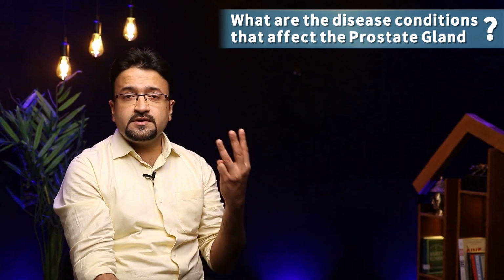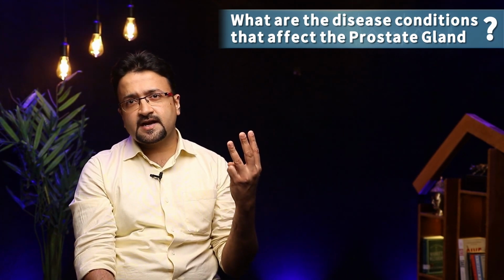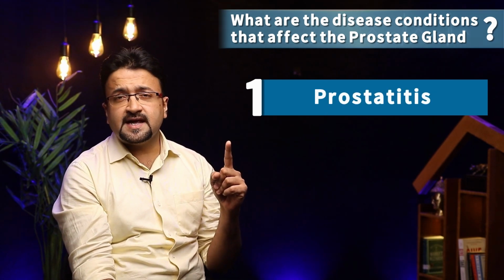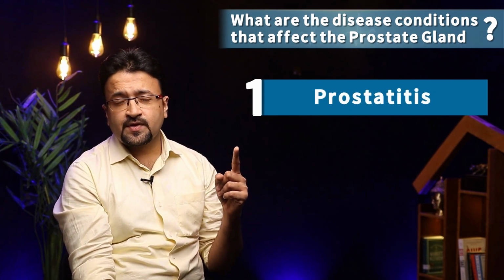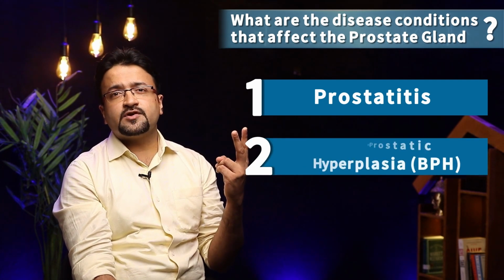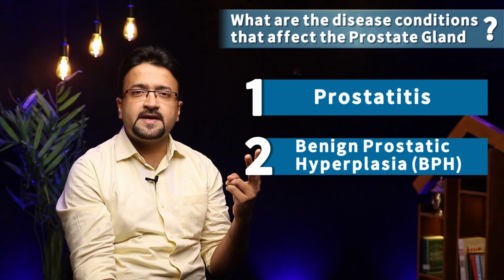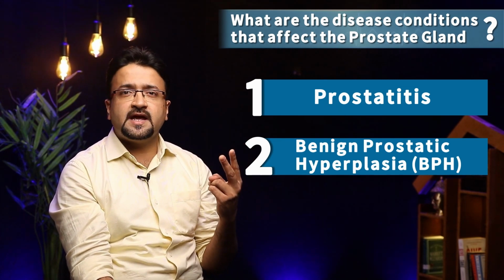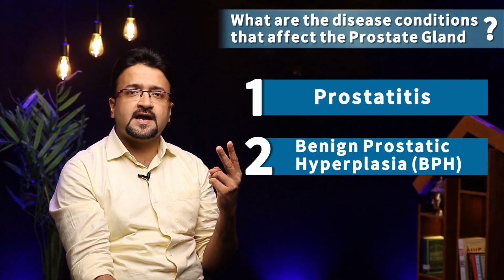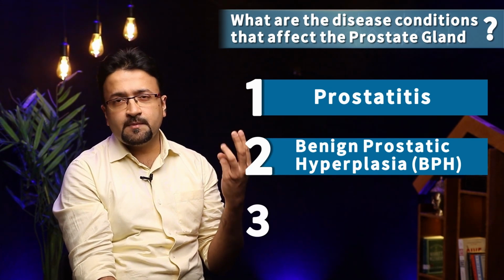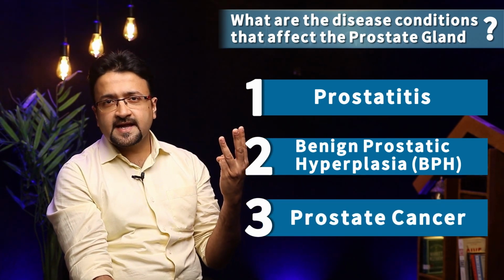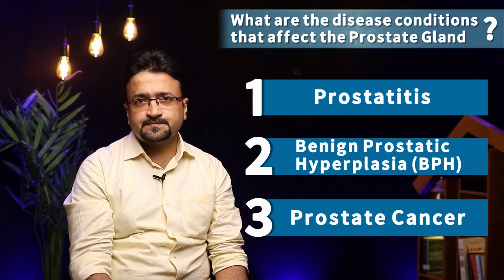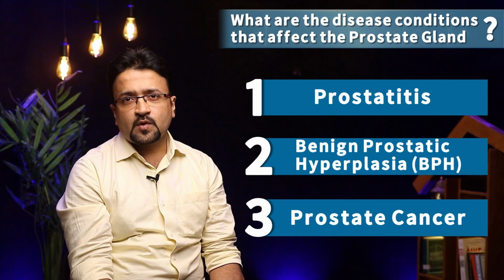There are three common disease conditions that affect the prostate gland. Number one is prostatitis, which is basically an inflammation of the prostate gland. Number two is benign prostatic hyperplasia, or BPH. This is the enlargement of the prostate that occurs with aging and causes various kinds of urinary symptoms. Number three is prostate cancer. So each of these conditions is different from the other. We'll look into it one at a time.